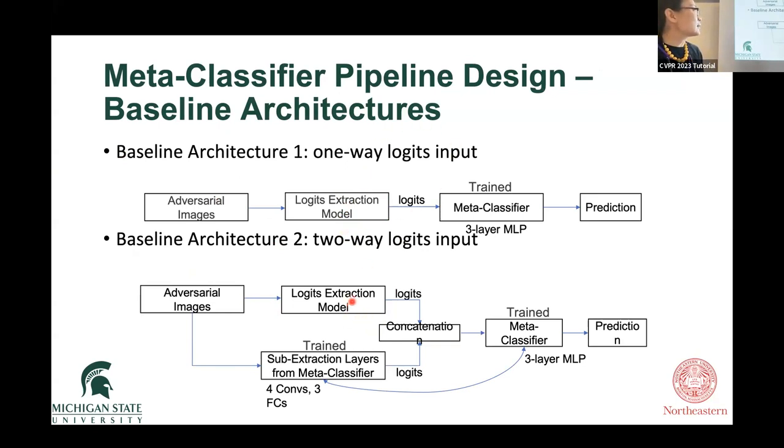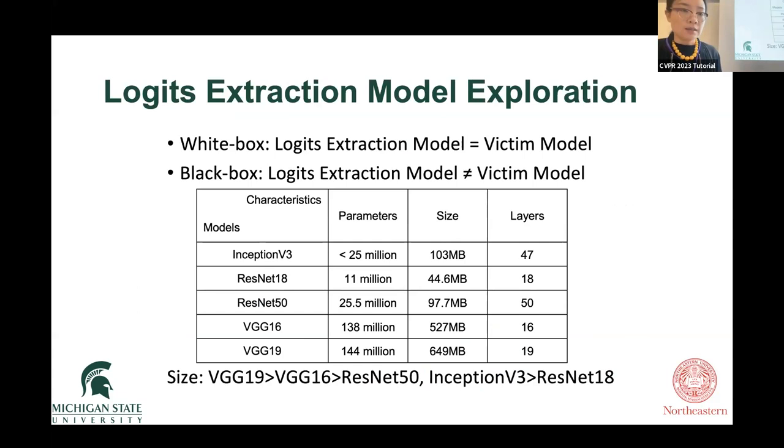We also explore another architecture with two-way logit inputs. Besides the pre-trained logit extraction model, we also use sub-extraction layers from the meta classifier, and those two are co-trained together. We want to see whether the second architecture can give us better performance. For the pre-trained logit extraction model, there are two cases. The ideal case is that it is the same model as the victim model, but practically, in the black box scenario, the model may be different. So we explored different models for use as the logit extraction model.